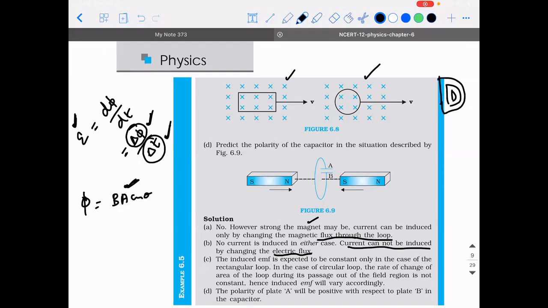Whereas in the case of a rectangle, what will happen? It will be the same. This is the amount, so the amount of area that is coming out will be constant. So in the case of a rectangle, we can say that the EMF induced is constant. Does it make sense? Yes, sir. Okay.